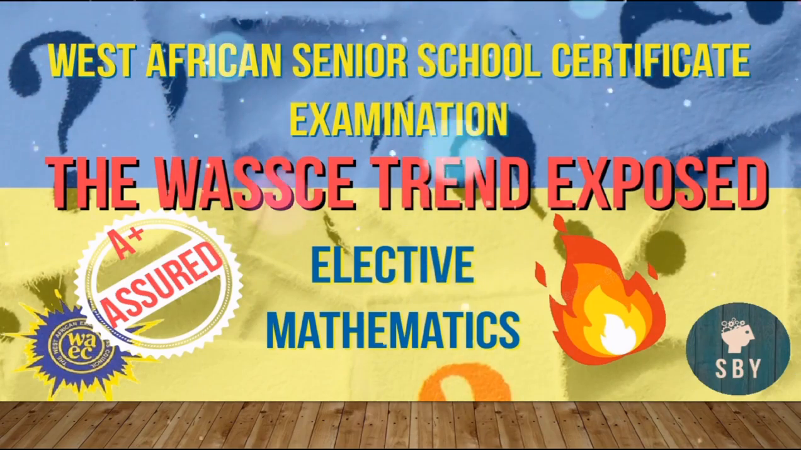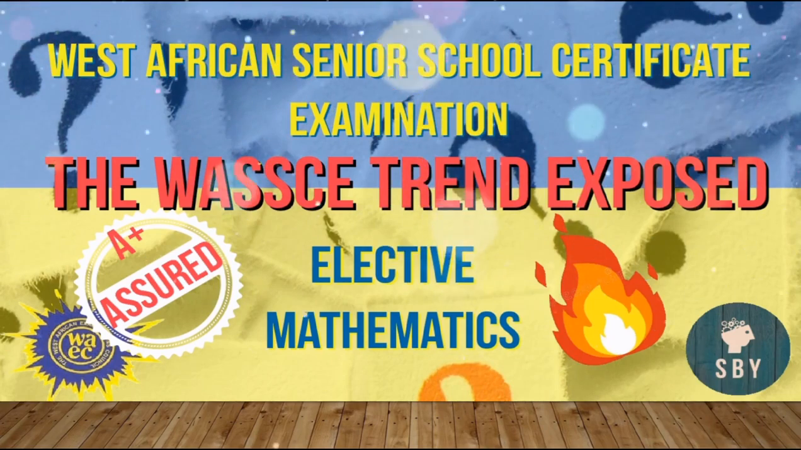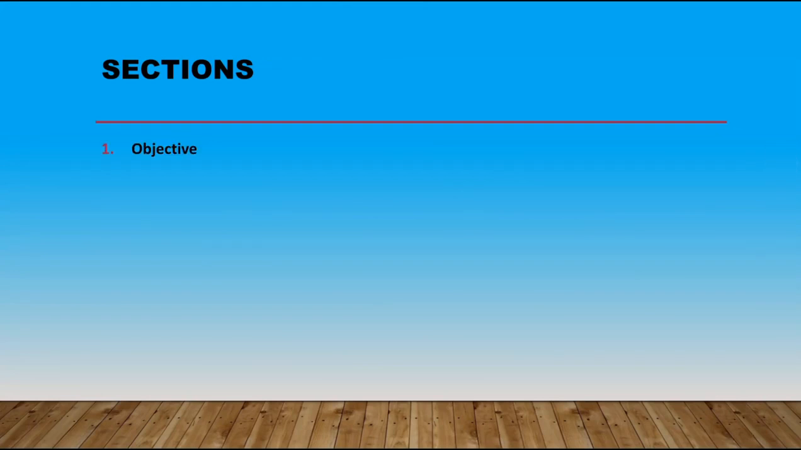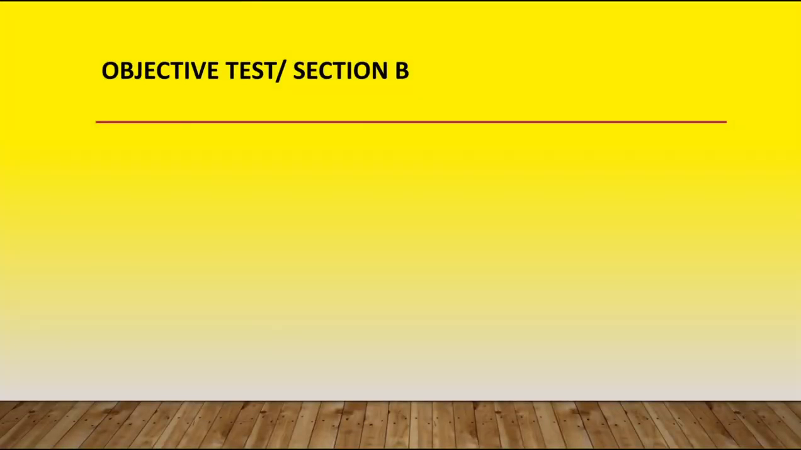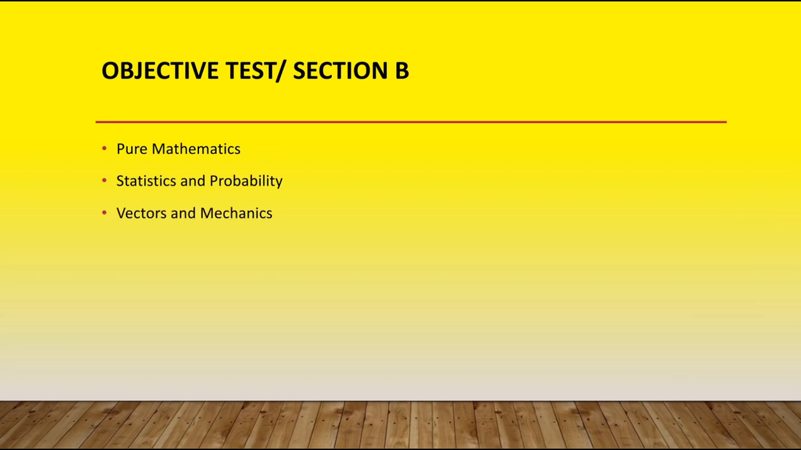This video also contains the best strategies which are going to help you pass your WASSCE elective maths exam without going through much stress. So beginning, let's look at the sections. So we have the objective section and then the Section B section. So let's look at what comprises both the objective test as well as the Section B. You have pure mathematics, statistics and probability, vectors and mechanics, and I will mention the topics which are under these.